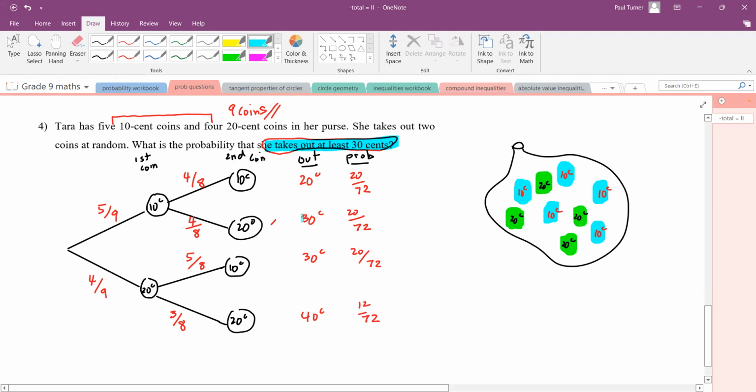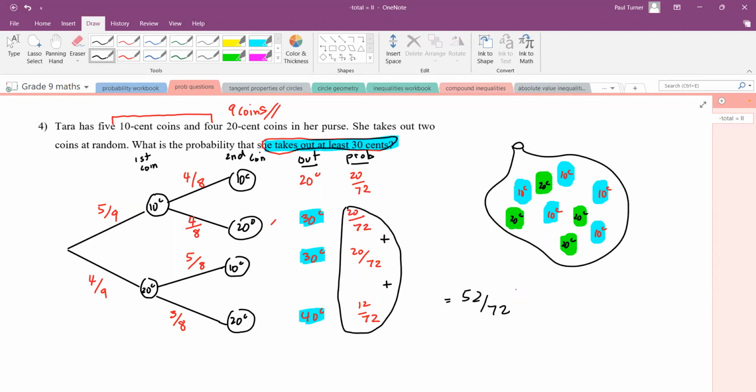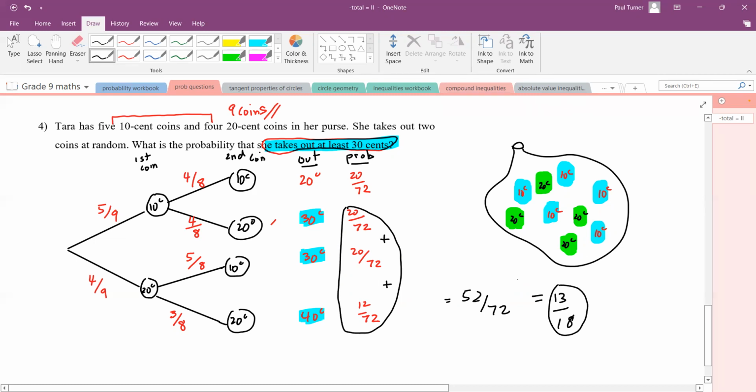So what's the chance she would take out at least a minimum of 30 cents? So which ones had a minimum of 30 cents? This one, and this one. So all we need to do to get our final answer is to add these 3 probabilities here. So that will give us 20 plus 20 is 40, plus 12, 52 out of 72. And by simplification, 52 divided by 72 will be 13 out of 18. So this is going to be your final answer. So it's a bit more than 50% chance that the total will be 30 cents or more.